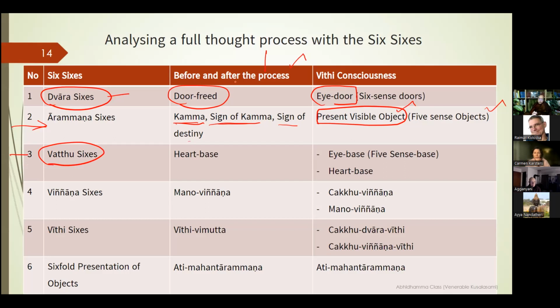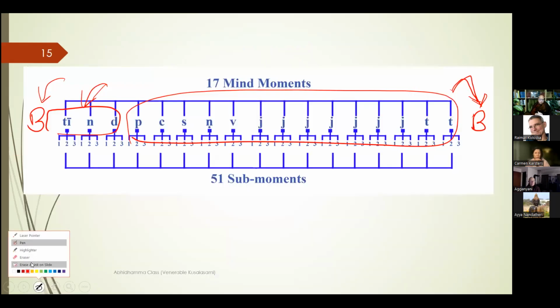So before and after the process is heart base, is Bhavanga. Bhavanga is the heart base. And in the middle, the viti consciousness for the Chakkhudvara viti, it is an eye base. Eye base, or Chakkhu Vinnana, eye base. Here, let me show you. So here, Chakkhu Vinnana is eye base. The rest are heart base. There is two.